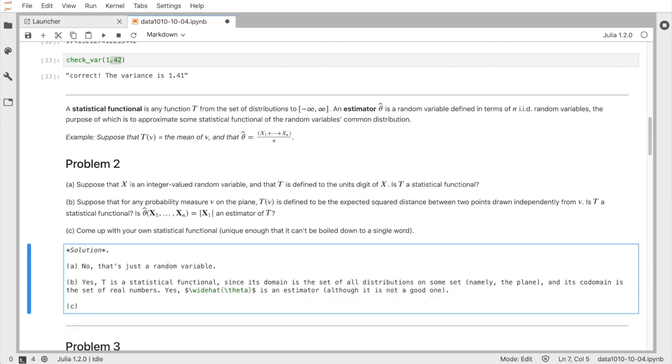So in part C, we're asked to come up with our own statistical functional, and that requires us to think a little bit about what the world of statistical functionals looks like. So we saw an example of a kind of creative statistical functional in B. We're first of all thinking about probability measures on the plane instead of just on the real number line, and then we draw independently twice from the distribution, compute the squared distance and then finally compute the expectation. So that's one sort of recipe for generating statistical functionals. Draw some observations from the distribution, do some stuff with them, and then finally take an expected value.